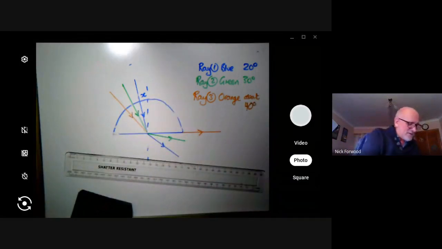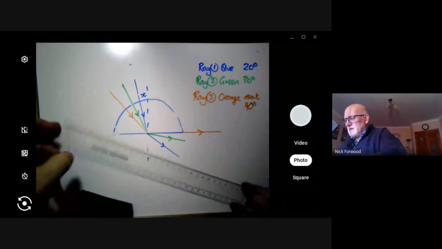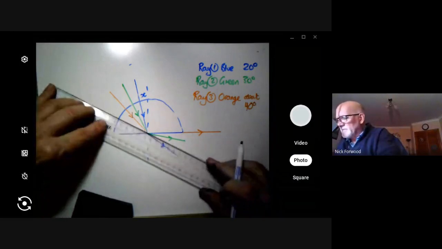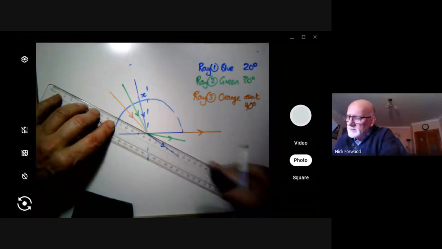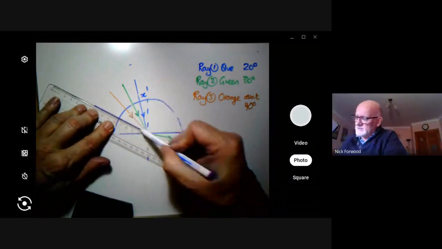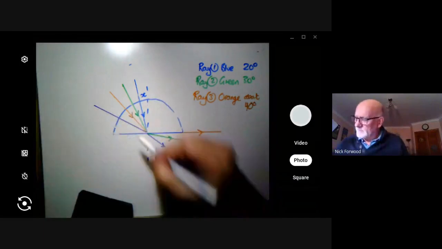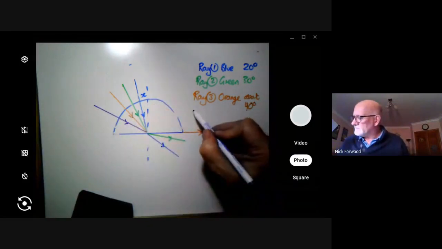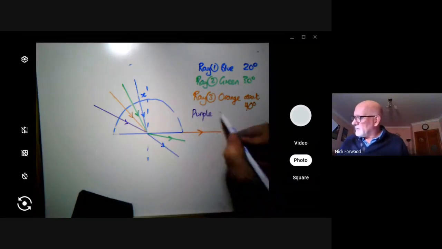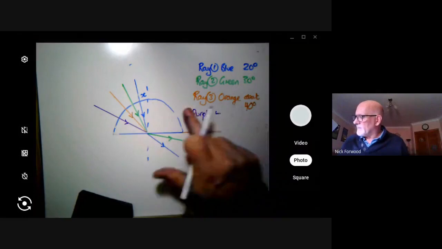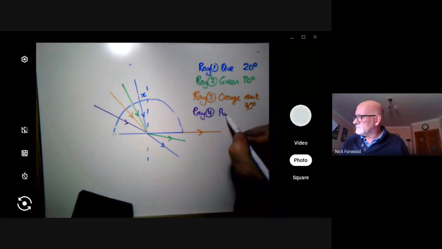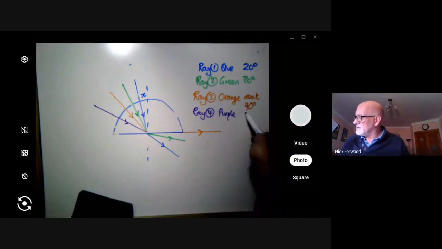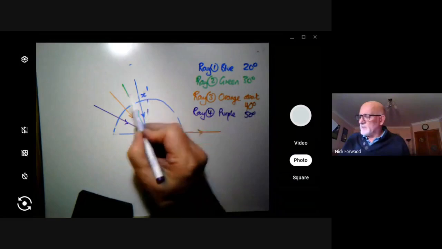Lastly, let's see if I can get a purple beam of light, and the purple beam of light is going to come in here. Well, I've got 20, 30, 40. We'll make this one 50. How about that? So here's a purple one. I don't know whether you can see this color here, purple. Number 4. And it's going to be 50 degrees, 50 degrees all the way around there.